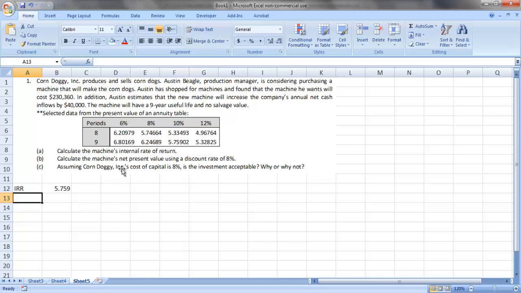If we keep in mind that this was a 9-year project, that is, the machine had a 9-year useful life, we consult the present value of an annuity table in the 9-period row, and we'll want to scan across until we find a factor closest to the number we just calculated. In this case, we see that the 10% column has a factor of 5.75902, nearly identical to the factor we just calculated. So what that means is the corn dog machine project has an internal rate of return of nearly exactly 10%.